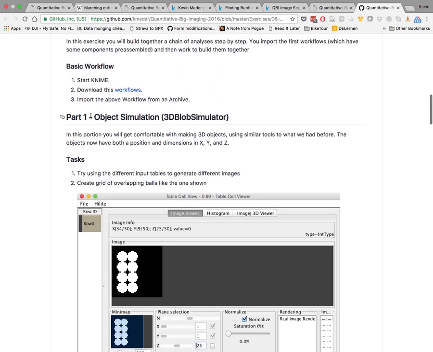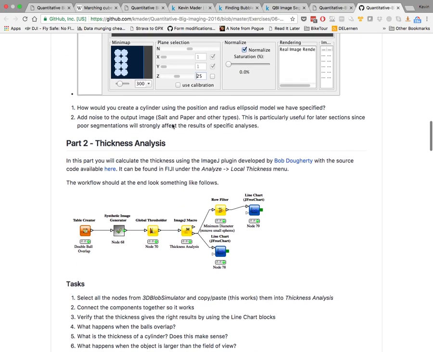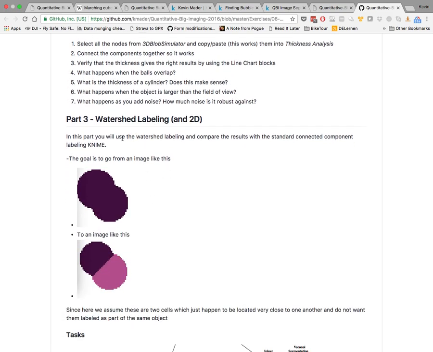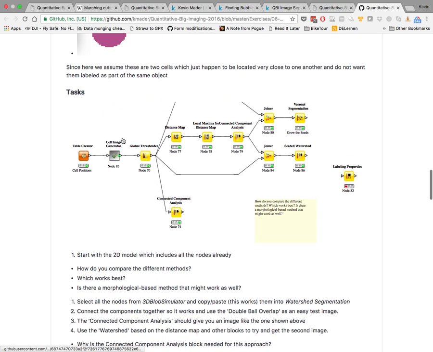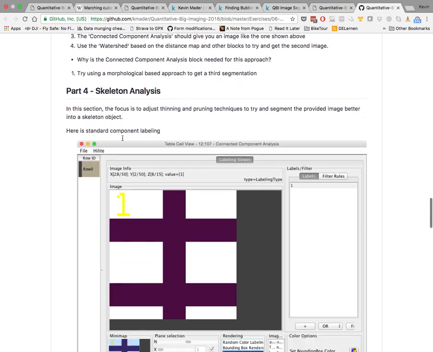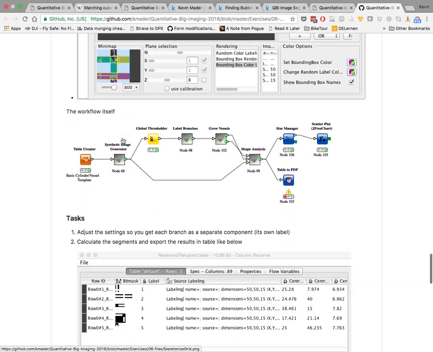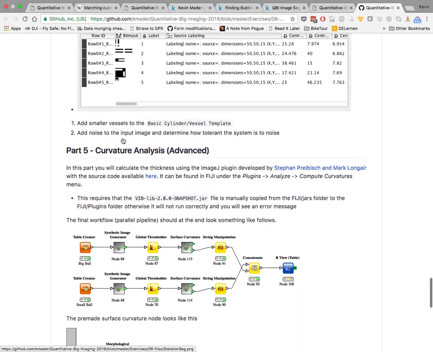And so in this one, we simulate data again so that we know what it's supposed to look like. We have this 3D blob simulator, and then we perform some analyses on it. And so we can perform a watershed analysis, we can perform a skeleton analysis, and start to quantify those into different groups and see how that looks.